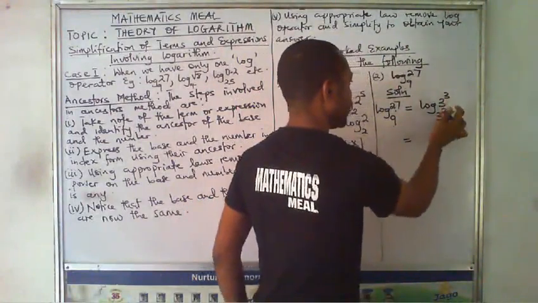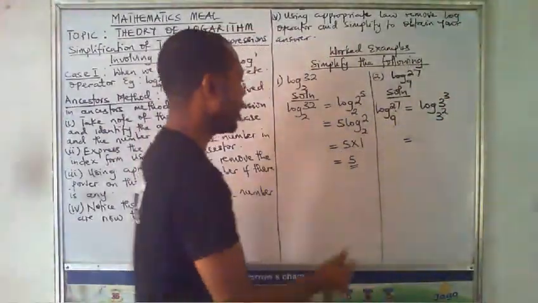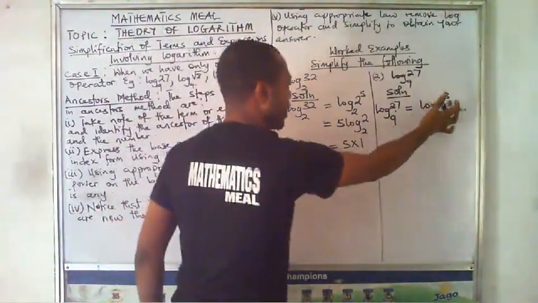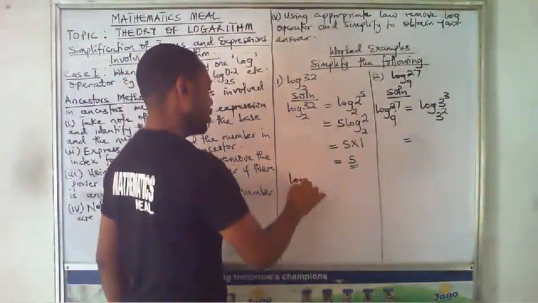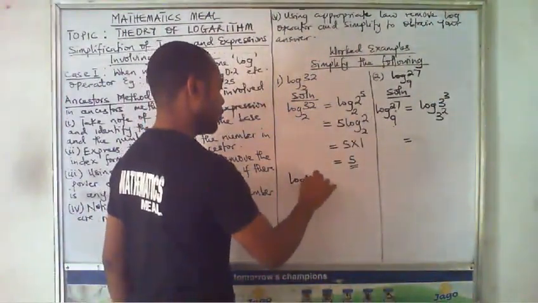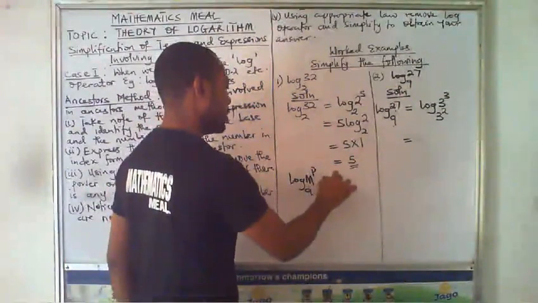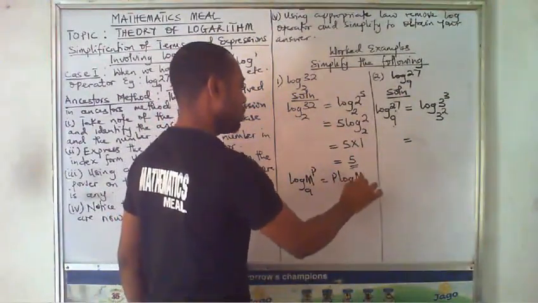What's the power here? 3. What's the power here? 2. Now, we have seen how we can remove power from the number using the third law of logarithm. We have that. So this is p log n base 3.